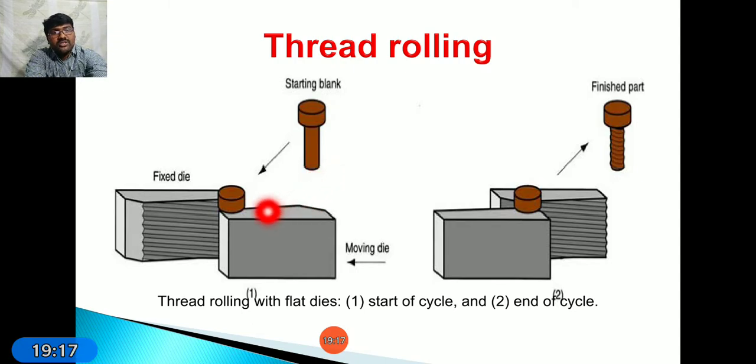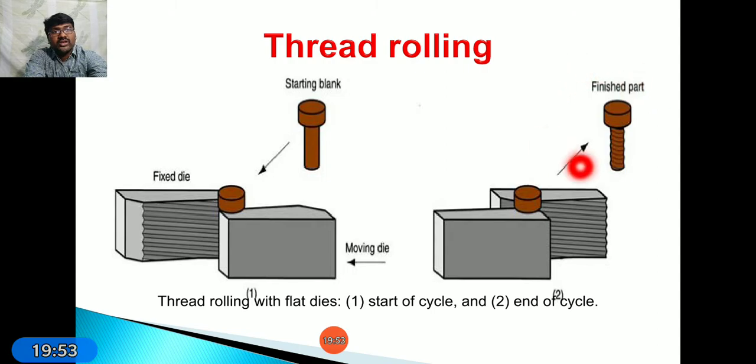It is placed in between the 2 dies. Whenever the moving die moves forward, the thread will be formed on the surface of the blank, because of the friction between the workpiece and the moving die. Due to this, it will roll in between the 2 dies, and the threads will be formed on the workpiece. After finishing the cycle, we will get the finished part like this.